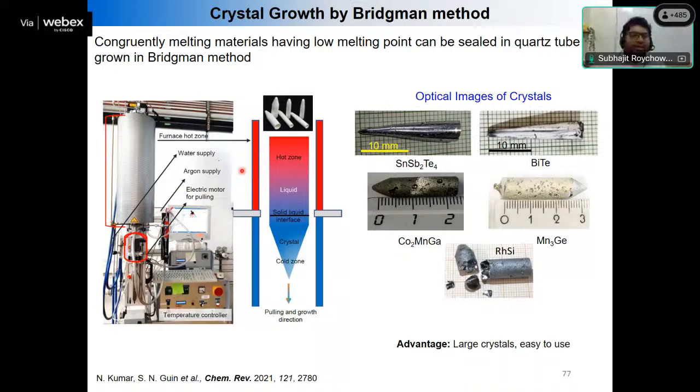Now, you might already know all these methods, so I'll go through them very quickly. Bridgman is the most widely used one, and you can see here a centimeter long single crystal of a topological quantum material, and it is very easy to use. One side will be hot, one side will be cold. Now you slowly move from the hot to the cold side, and after a certain temperature, this cold zone will start forming the crystal, and then you slowly pull in this direction from hot to cold, and your crystal will grow along this direction.